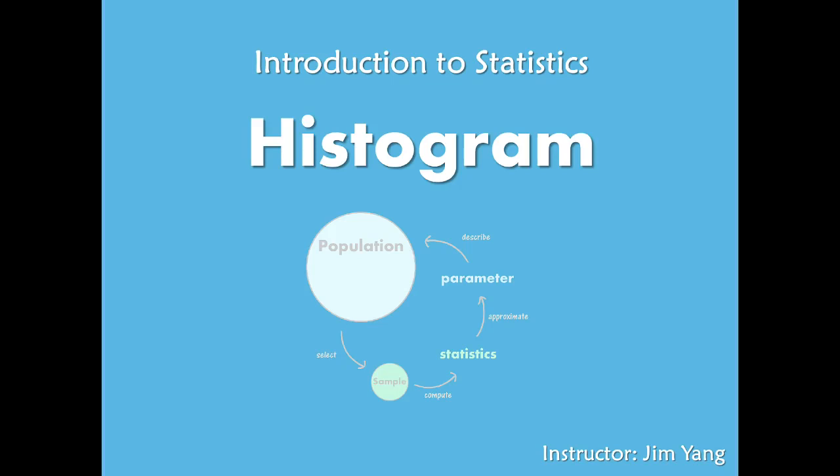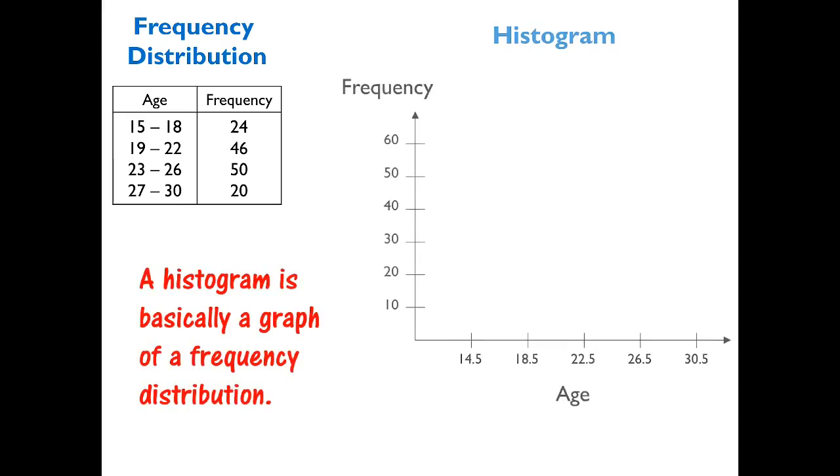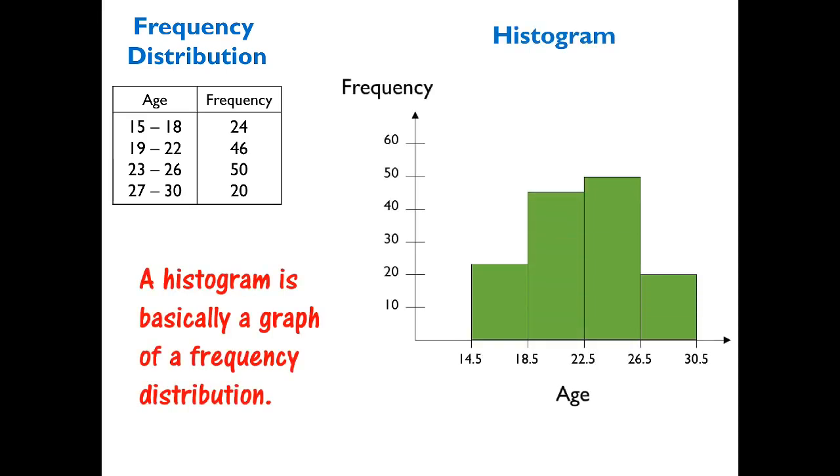In this video, we're going to be talking about what a histogram is. In the last video, we talked about what a frequency distribution is. And a histogram is pretty much a graph of a frequency distribution. So given this frequency distribution, its graph represented with this histogram looks like this.